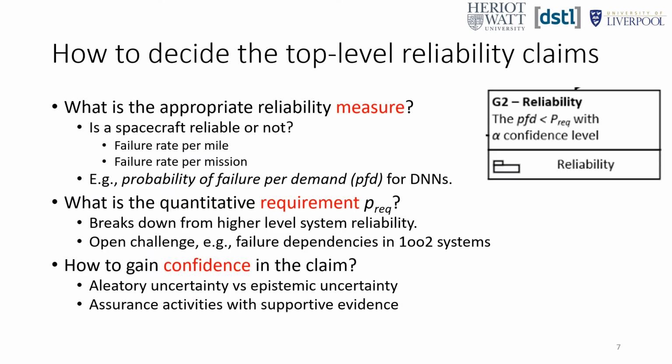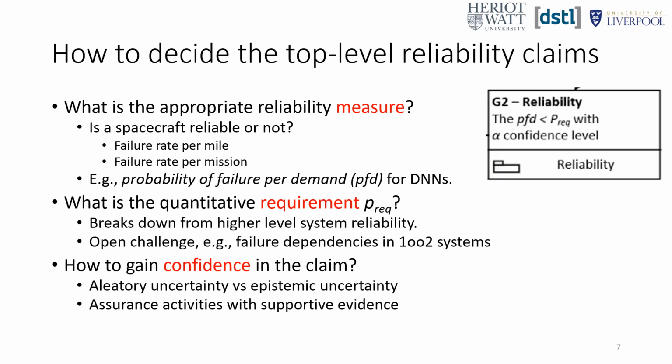To decide the top-level reliability claims, we need to answer three questions. First, what is the appropriate reliability measure for the given application? For instance, a spacecraft could be very reliable in terms of failure rate per mile, or very unreliable in terms of failure rate per mission. Well, in this paper, we use the probability of failure per demand, PFD, as an example for the deep neural networks dealing with, say, images, where each image is an input demand.